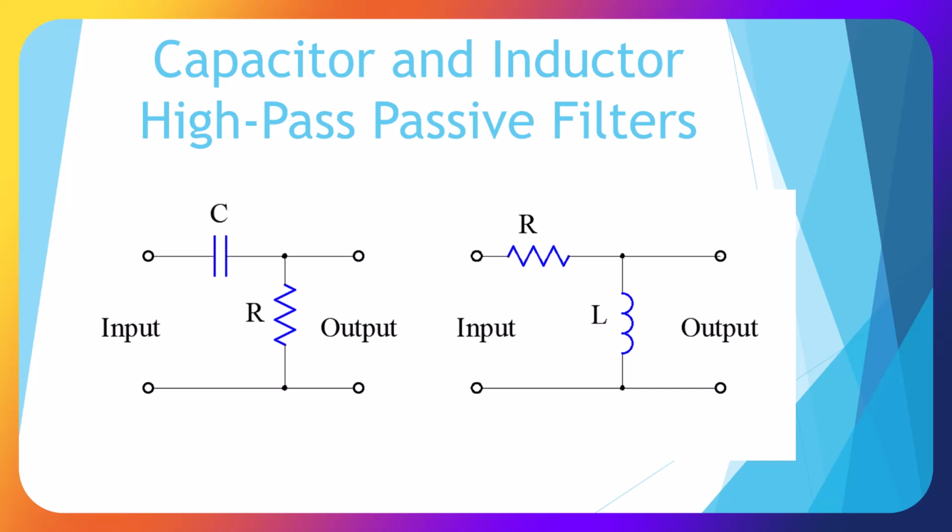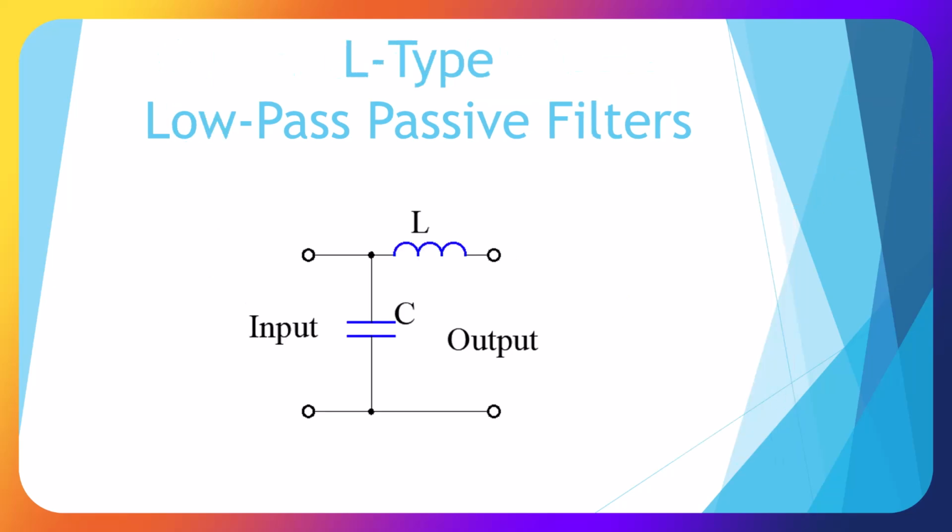Here we have a capacitor and an inductor high pass passive filters. We have a series path through our capacitor, with output across our resistor. Here we have our resistor with our output across our inductor. Both high pass high frequencies and block lower frequencies.